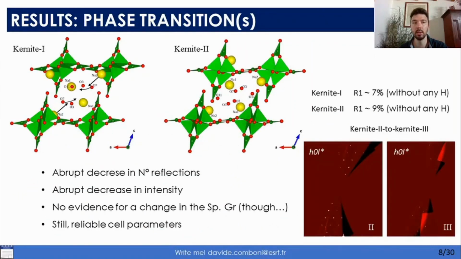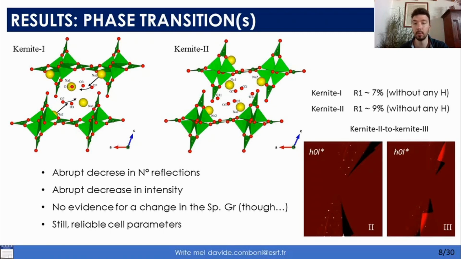So in this slide you can see the movement of the sodium cations and the water molecules, in particular the O7 water molecules. This picture is taken along the b crystallographic axis, and I just want to say that kernite 2 was solved with an R1 of 9% more or less on average, which is good enough.